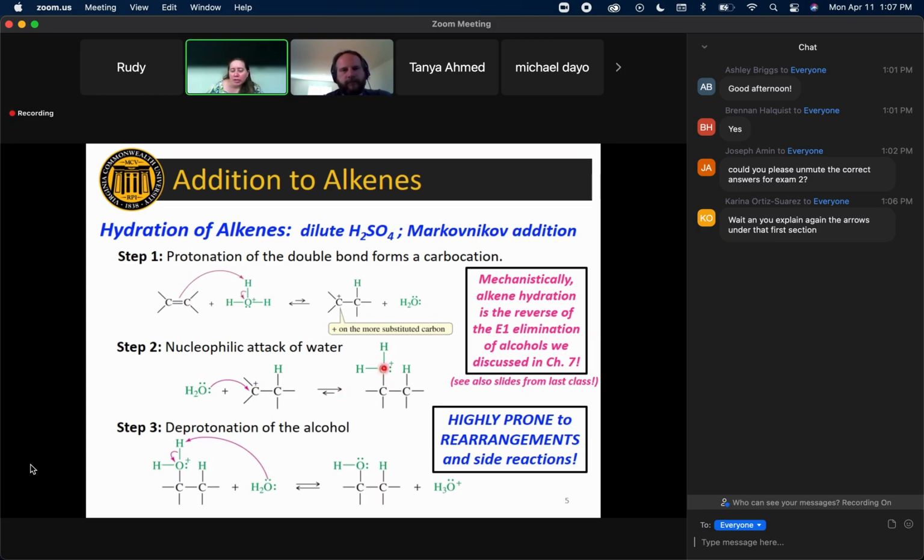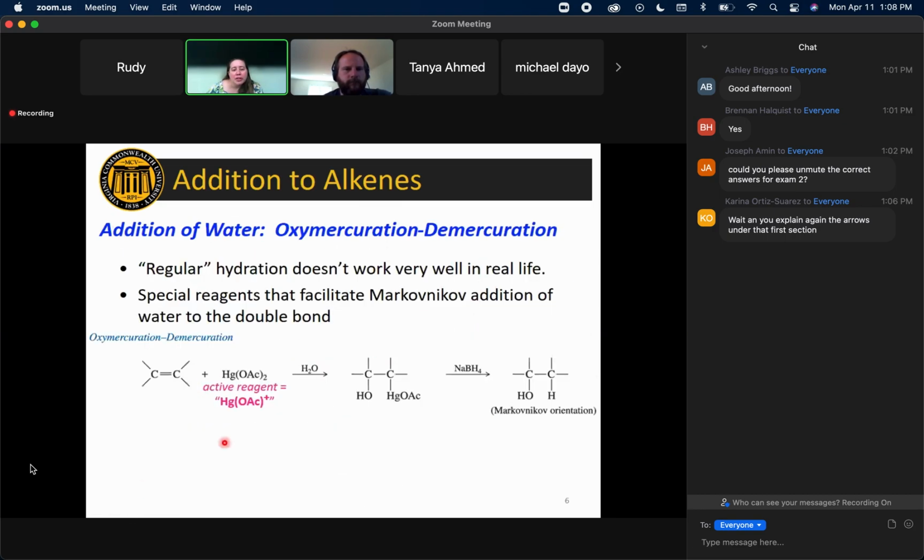new carbon-oxygen bond. And then if we follow all of our electrons exactly, we would have to deprotonate that intermediate. So we're going to take another molecule of water and use the lone pair of that water solvent molecule to deprotonate our intermediate to give you our final product, which has the OH of water added on one side, the more substituted side, and our second H of water added on the less substituted side of the double bond. Okay, so like I said, these are prone to rearrangements and side reactions. And so therefore, we're going to come up with another method to do this.